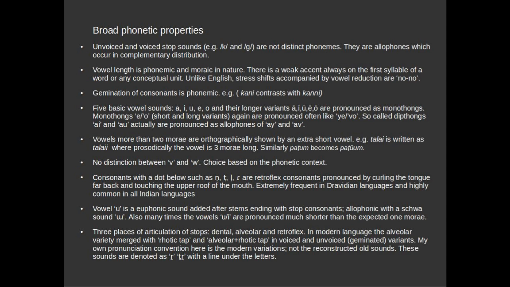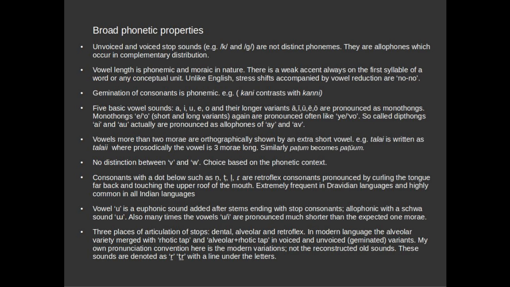Then vowels more than 2 morae are also possible, which are indicated orthographically by an extra short vowel. For example, talai written as talaai, wherever it has to be articulated for more than 2 morae, where prosodically the vowel is more than 3 morae long, it is indicated orthographically like this. Similarly, padum becomes paadum. There is no distinction between va and wa. Choice is based on the phonetic context.